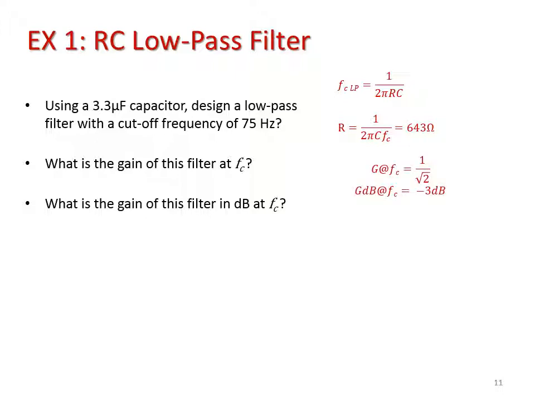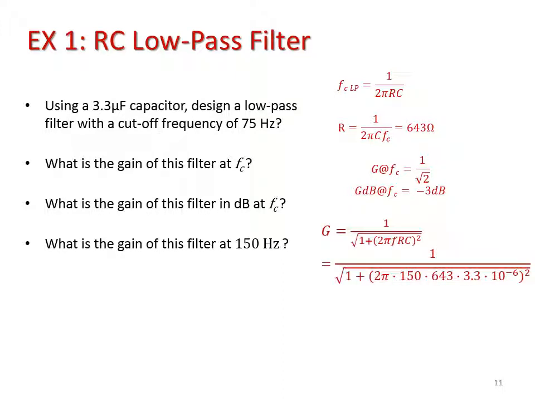Our gain at the cutoff frequency, we already said, is 1 over square root of 2. And the gain in decibels at our cutoff frequency is -3 decibels, which is a standardized answer. Then we can look at the gain of this filter at 150 hertz. That's saying if I take this previous filter and I don't change anything and I just plug 150 hertz into it, what is the gain? We can substitute that in and solve to get the gain of that system.